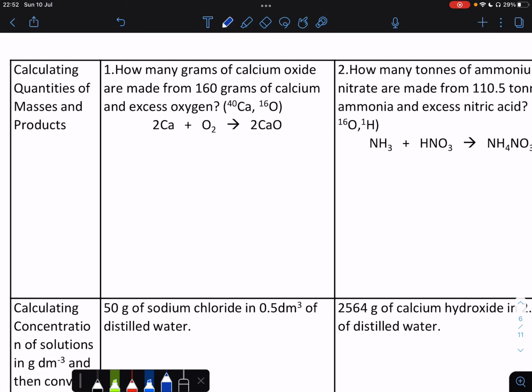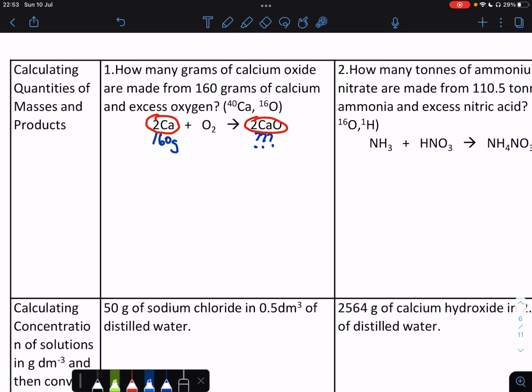With this question, what we're going to do is transfer the information from the question into the equation. It tells me how many grams of calcium oxide. So I find out how much of this is going to be formed. My question mark is how much is going to be formed from 160 grams of calcium. So 160 grams. First job, we're dealing with calcium and we're dealing with calcium oxide.